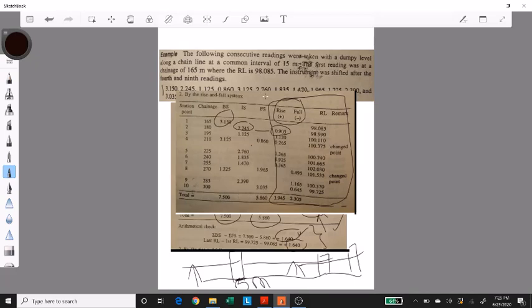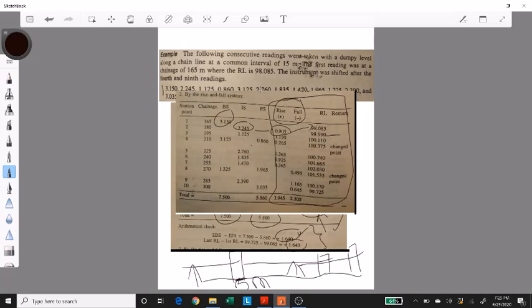So now that we have calculated the rise, you will just add it to the reduced level of the first point, and the second point was 0.905 meters above the first point. So by adding, you get the reduced level of the second point, which is 98.990. Now you move to the third point.